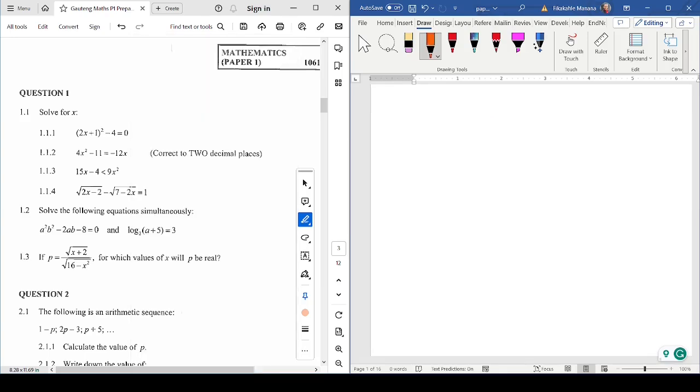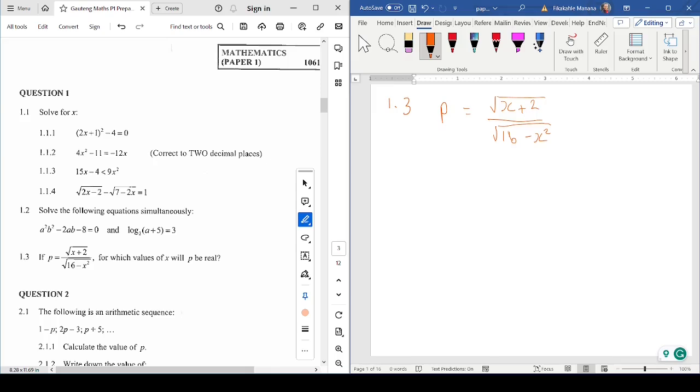Okay, let's look at the last question now, which is 1.3. It says p is equals to that. For which values of x will p be real? Let me just write it. P is equals to the square root of x plus 2 all over the square root of 16 minus x squared. Okay, so there are a few things you need to understand about real numbers.